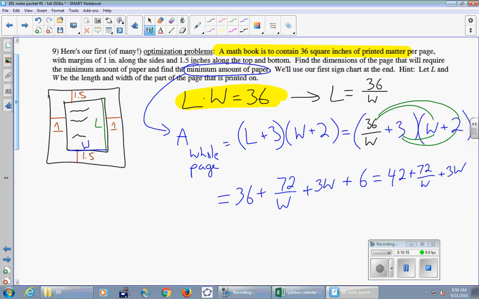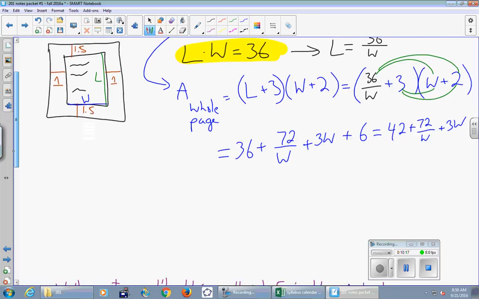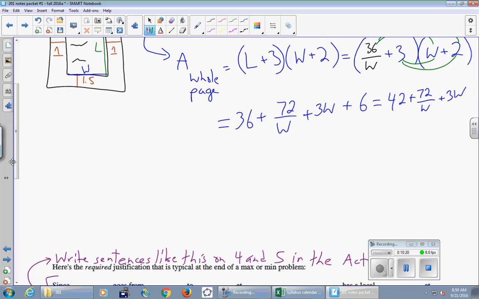Okay, so there's our area formula, cleaned up as much as possible. And now we're going to take its derivative, set it equal to 0. So taking its derivative, what's a good name for this formula that I'm about to write? A prime. That's it. We had an A, now we have an A prime equals.